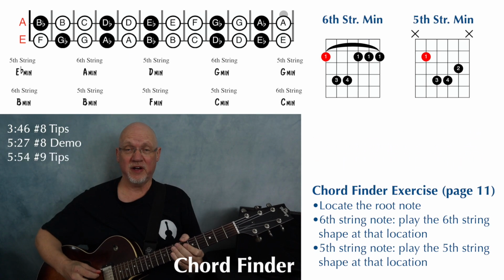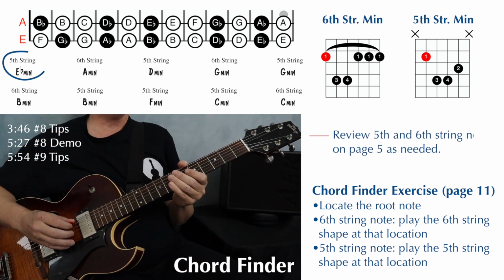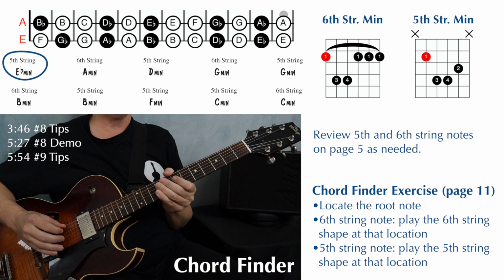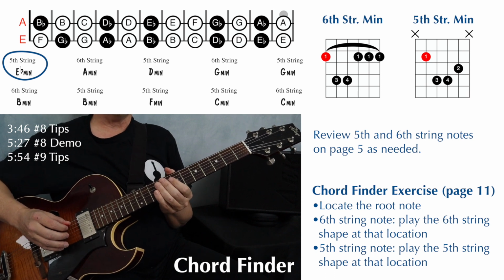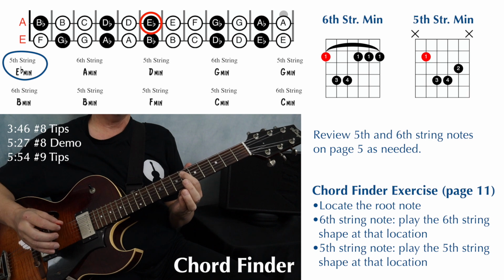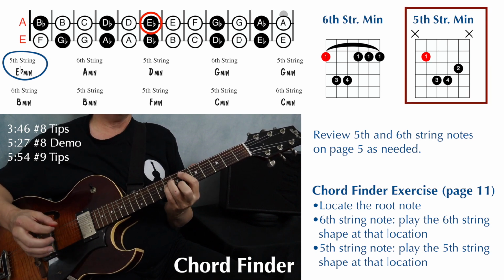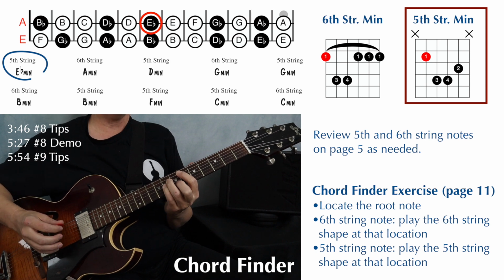Right under those chord diagrams on page 11, we have this Chord Finder exercise. Same as the Chord Finder exercise you did on page 7 with the major shapes, we're just doing them with minor shapes. So we need to find an E flat minor on the 5th string. We first need to find our E flat note on the 5th string. That's going to be at the 6th fret. And because that's on the 5th string, that's our 5th string minor shape. So there's our E flat minor.